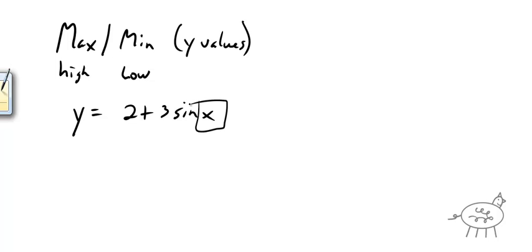I don't care about this. This could be sine of 2 parentheses x plus pi over a billion. That doesn't really matter. Okay? It's the 2 and the 3 that actually matter. So think logically. Let's just draw one graph here real quickly.